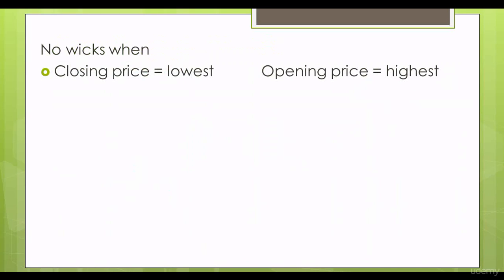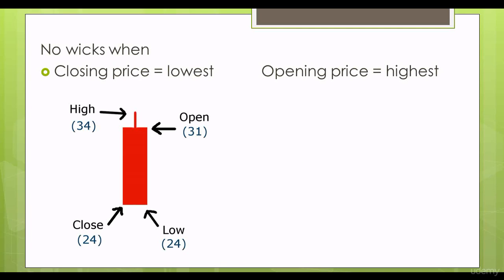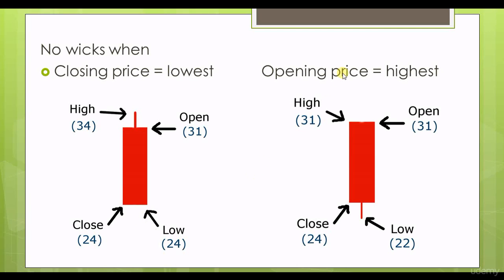There's one more thing you have to take note of when looking at the charts. What happens when your closing price is also your lowest price for the day, or when your opening price is also your highest price for the day? Now for a candlestick chart, this will be represented by the candle not having any wicks. If the closing price is also the lowest price, there will be no lower wick. If the opening price is also the highest price, there will be no upper wick.